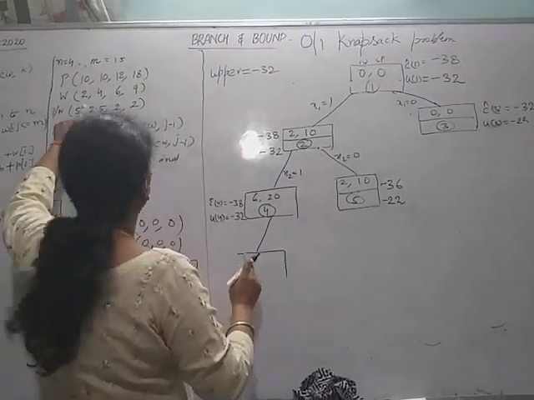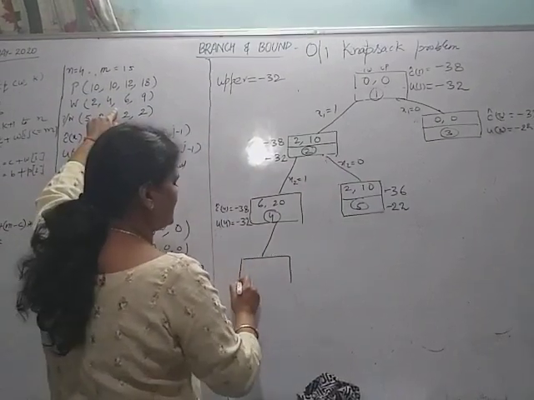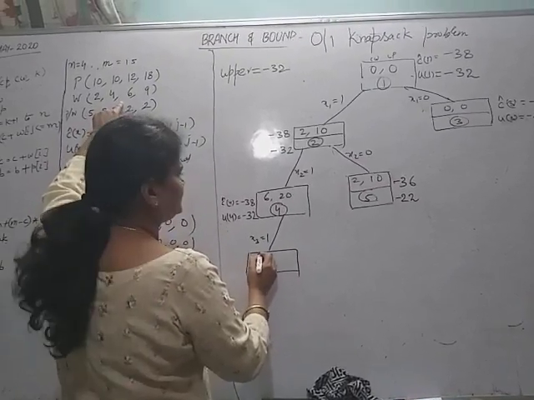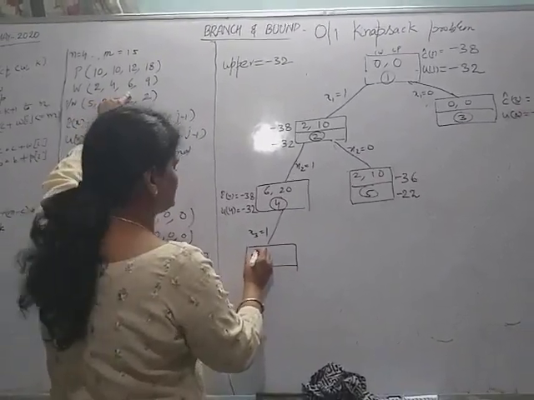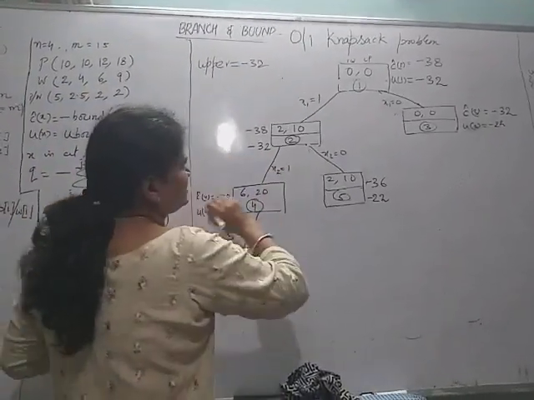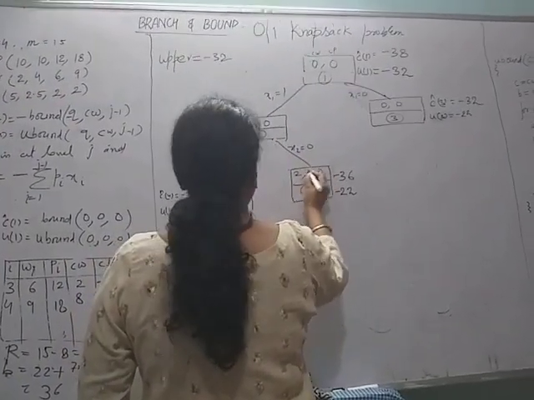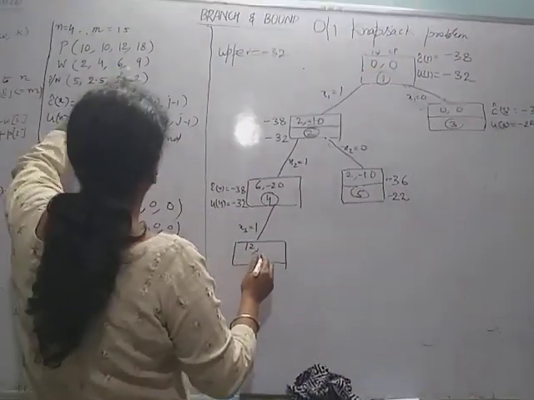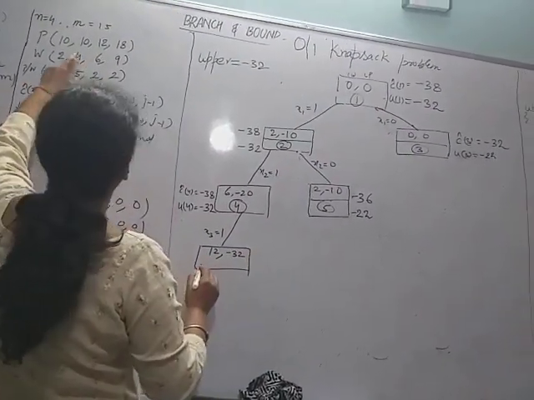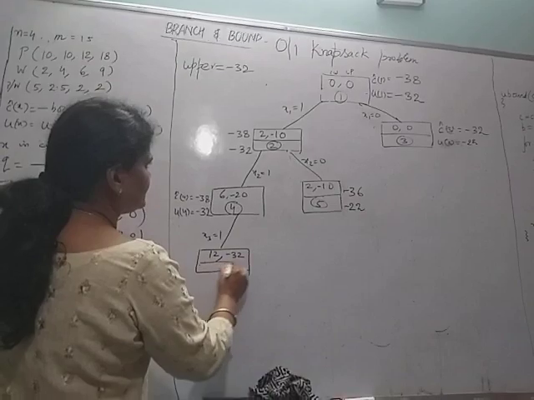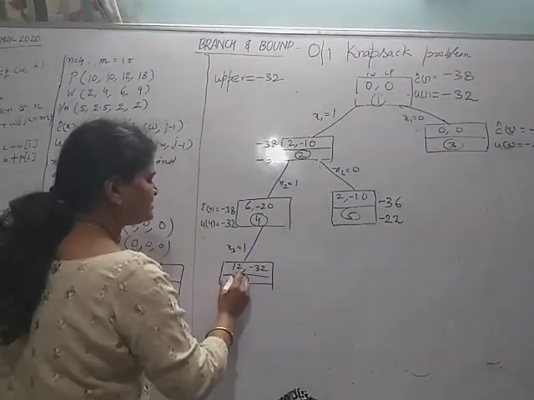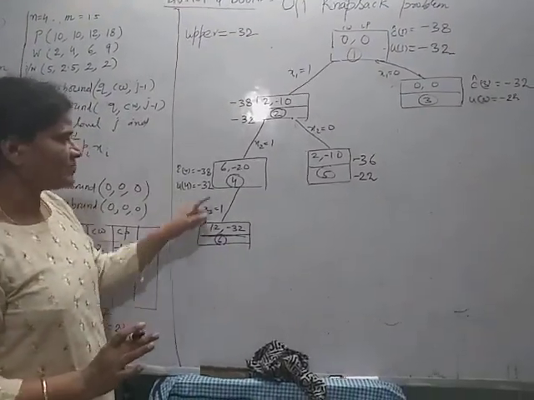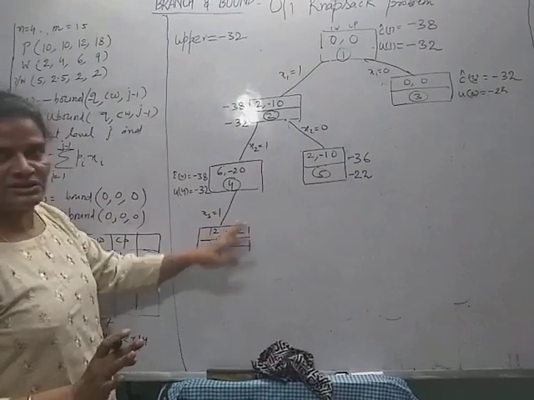So here x3 can be added. Yes, x3 can be added. So x3 equals 1. 6 plus 6 is 12, and the profit is minus 10 plus minus 10, that is minus 20. 12 and minus 20, and the cost is minus 32. The node number is 6, after 3, 4, 5. Remember that this node numbering is very important because this is the branch and bound technique. So first this node is fully explored, and it will generate all its children.